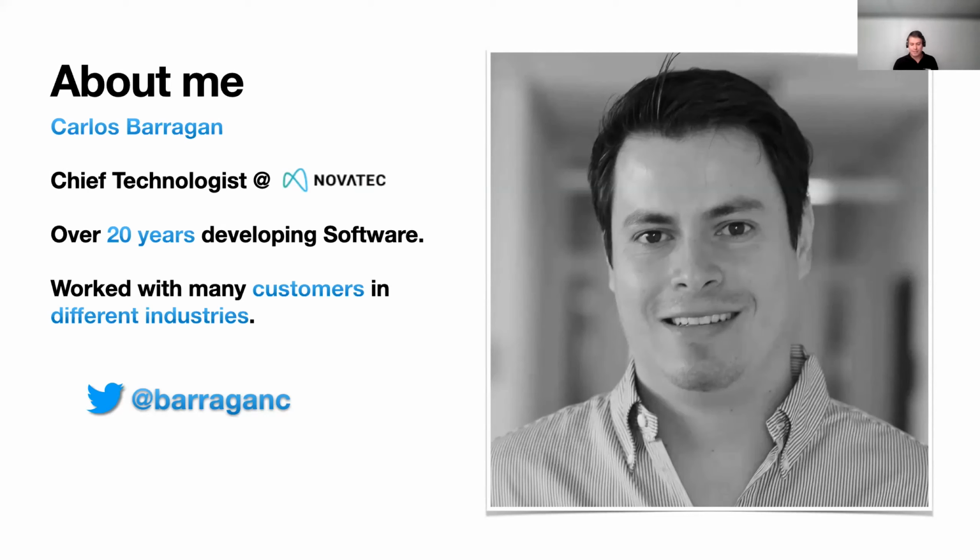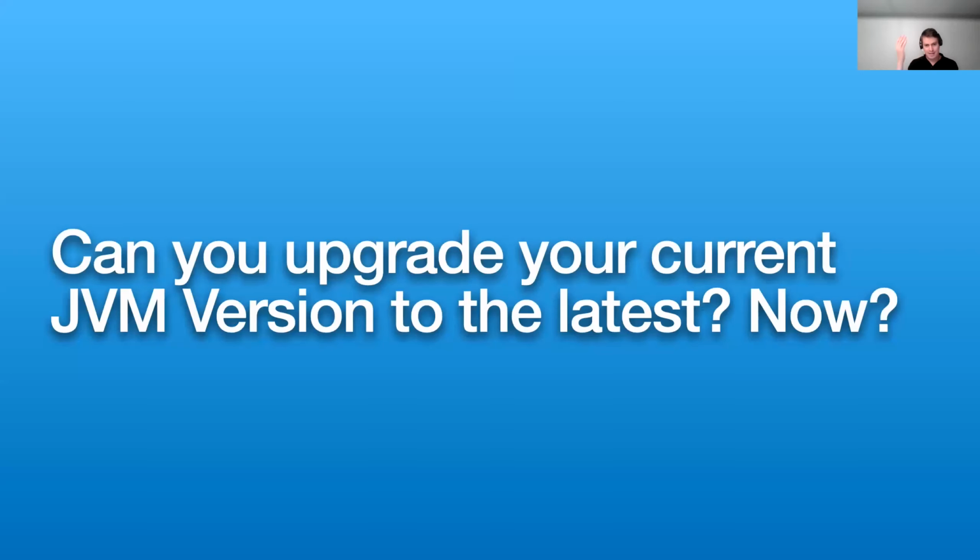So let's start like this. This is a question I ask many customers or many persons I know, colleagues, and their projects. Can you upgrade your current JVM version to the latest? And I mean this on production, and I mean this by now. Can you go right now, update your Java version, and deploy to production? What does that mean exactly?